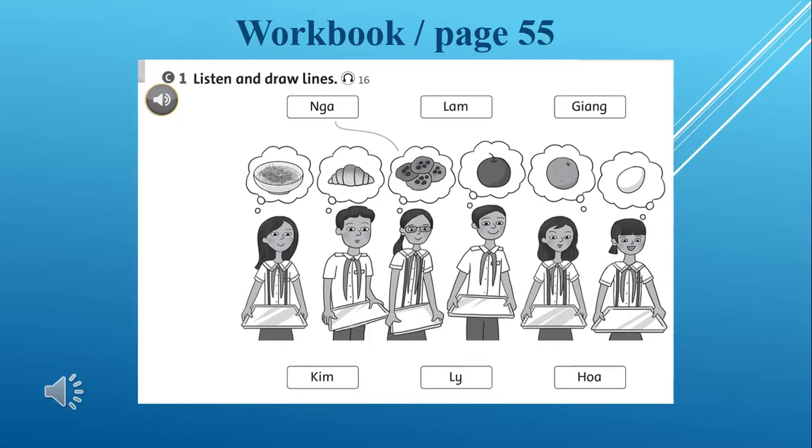6. So is there anyone else? Yes, there's me, Zheng. Of course. And what are you having, Zheng? I'm having bread. Bread is my favorite.